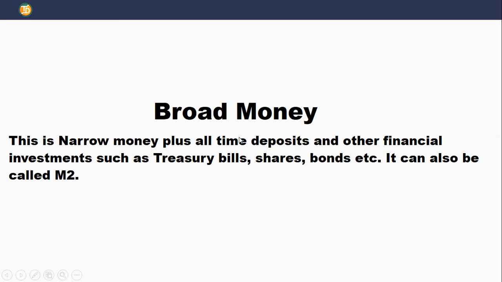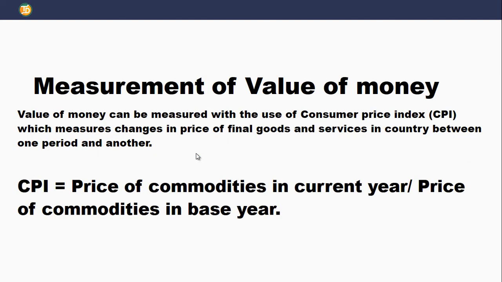Number two classification of supply of money is broad money. Broad money consists of narrow money plus time deposits and other financial investments such as treasury bills, shares, bonds, and the likes. Broad money can also be called M2. So M1 and M2 make the supply of money in an economy.